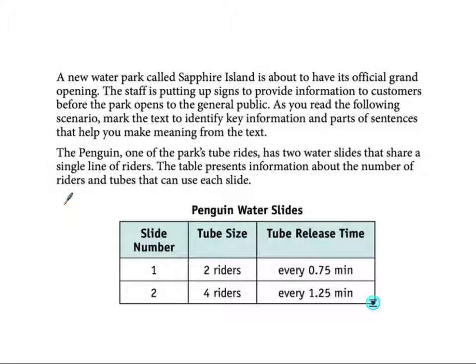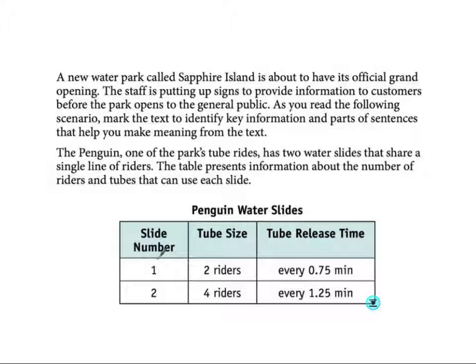Alright, so a new water park called Sapphire Island is about to have its official grand opening. The staff is putting up signs to provide information to customers before the park opens to the general public. As you read the following scenario, mark the text to identify key information and parts of sentences that help you make meaning from the text. The Penguin, one of the park's tube rides, has 2 water slides that share a single line of riders. The table presents information about the number of riders and tubes that can use each slide.